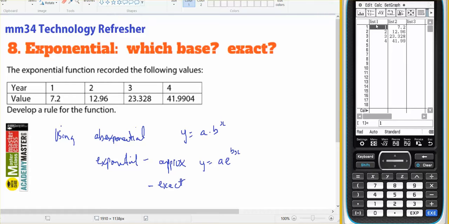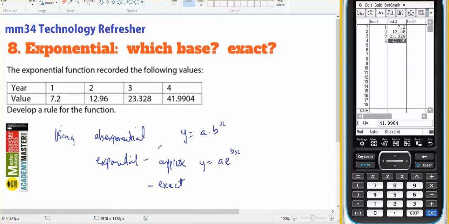Notice that list 1 has the x values, 1, 2, 3, 4. List 2 has the y values. But it seems as if I don't have all of the answers. For example, that's 41.9904, but I've only got 41.99. If I touch on it, you'll notice that I actually have all of the values. Just because the column width wasn't wide enough, it didn't show them all, but they all do exist.